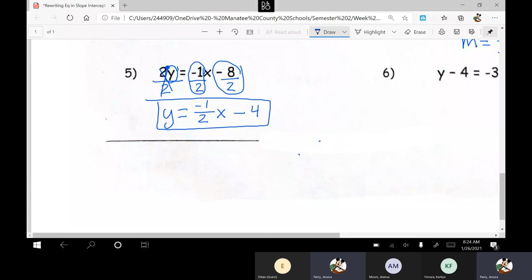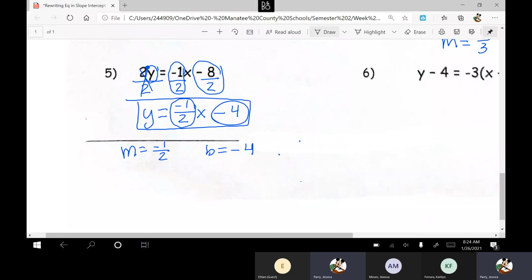Y equals mx plus b. Let's write out m equals, b equals, where m is the number in front of x. And for this one, it's the negative 1 over 2. And b is everything after the x. And for this one, it's a negative 4. Okay, now number 5 is all finished. We got m, our slope, is negative 1/2, and b, the y-intercept, is negative 4.